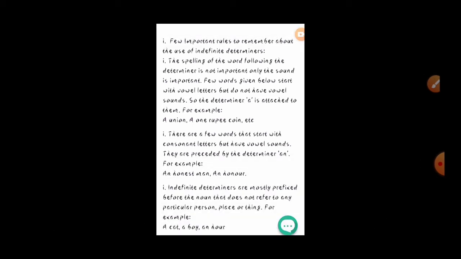Then indefinite determiners are mostly prefixed before the noun that does not refer to any particular person, place or thing. For example, a cat, a boy, an owl. That means indefinite determiners are mostly prefixed before the nouns that do not refer to any particular person, place or thing. Okay.